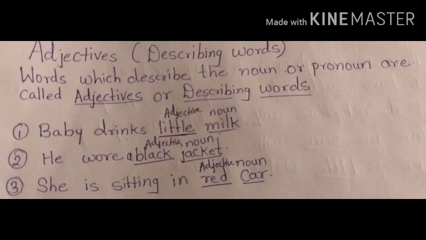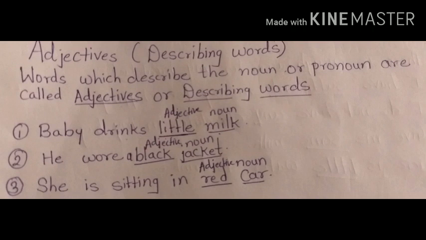Adjectives are also known as describing words. Words which describe the noun or pronoun are called adjectives or describing words. Now, what is a noun, children? A noun is a name of a person, place, or thing. And what is a pronoun? A pronoun is a word which is used instead of a noun. For example, he, she, it, etc. So, the words which describe the noun or pronoun are called adjectives or describing words.